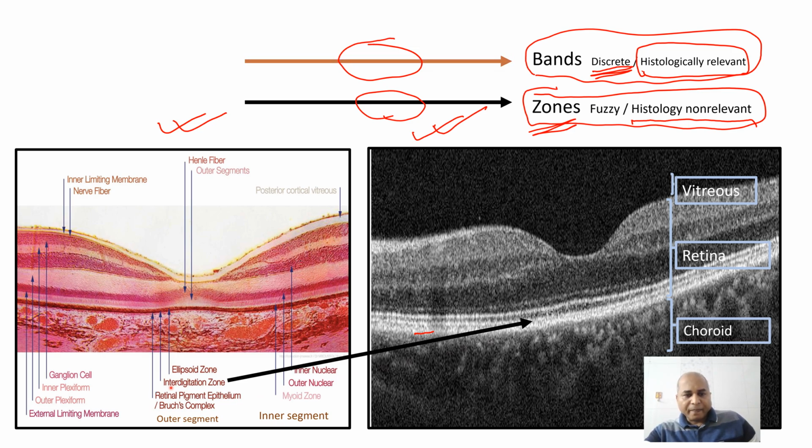Then we have the interdigitation zone. This is basically a connecting layer between the photoreceptor layer and the retinal pigment epithelium, and that is why it is known as the interdigitation zone. Here we have fine digits or projections of the retinal pigment epithelium which engulf the photoreceptors' outer segment. Then as we proceed inward, we have the outer segment of the photoreceptors, which is seen as a hyporeflective zone.